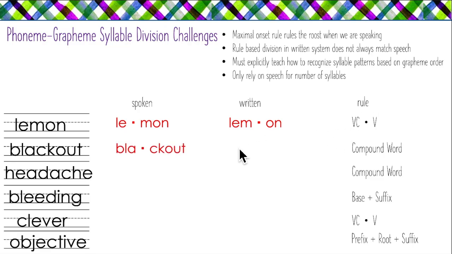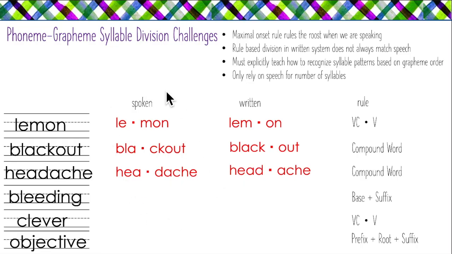Blackout, again, this is how we say it. Blackout, this is how it's divided. So I'm hoping what you're seeing is that we cannot encode based on what we say, okay? If we encode like that, it's going to confuse kids, because this is going to say, but that's a vowel T.